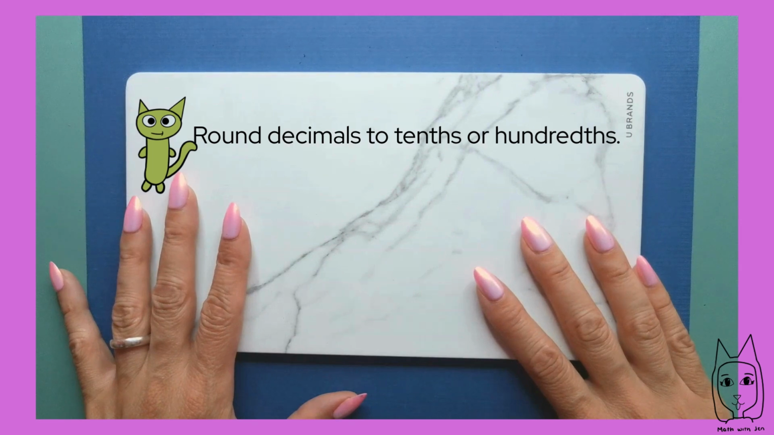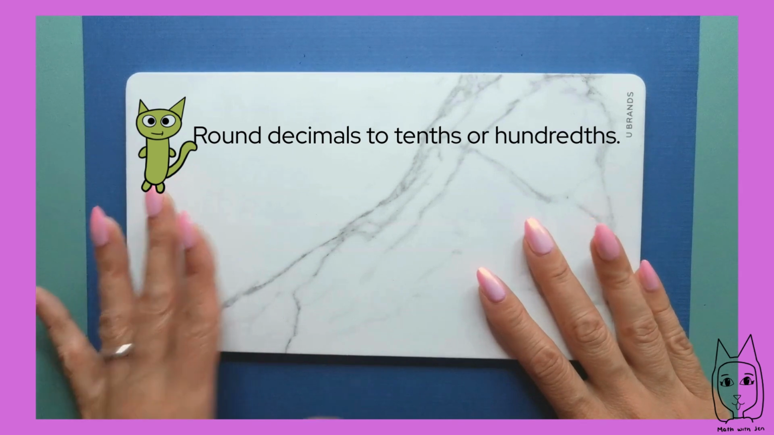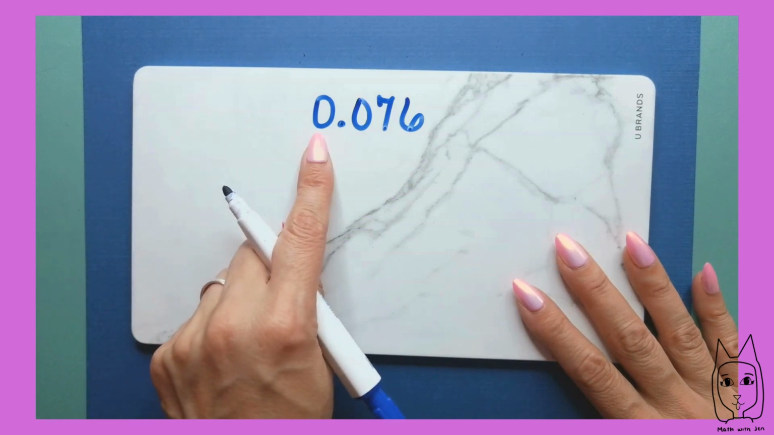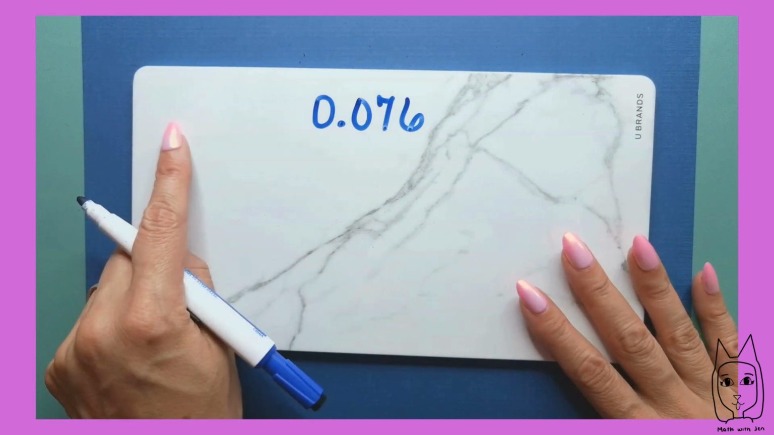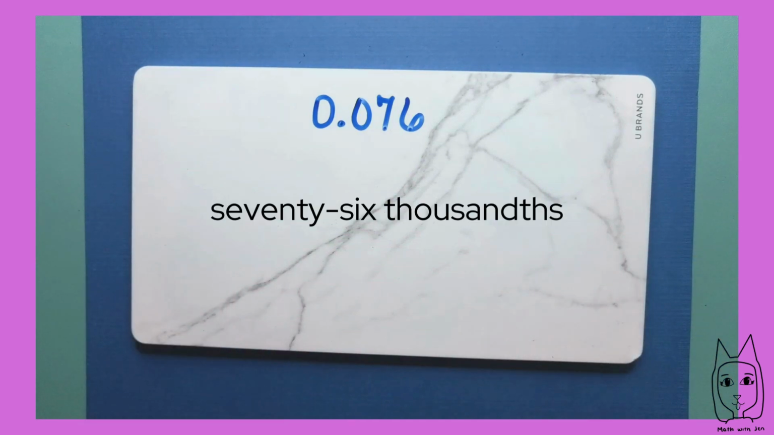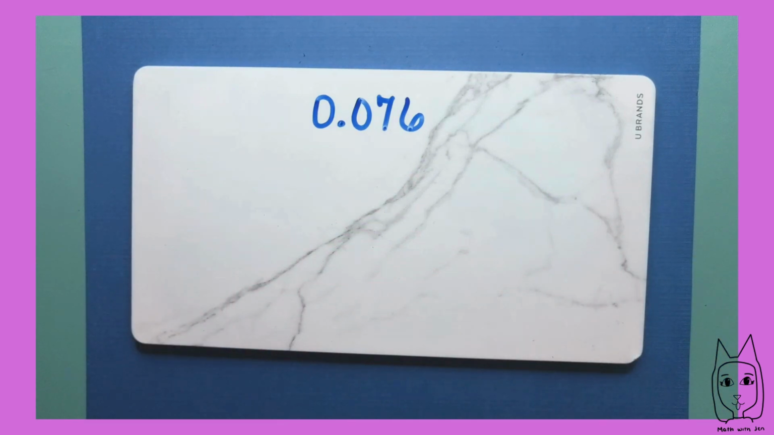In this video, we are going to talk about how to round decimals to the tenths or the hundredths place. Before we begin, if you need help on how to round to whole number place values, I will link that video in the description. This number is 76 thousandths. We are going to round this to the nearest tenths place first.